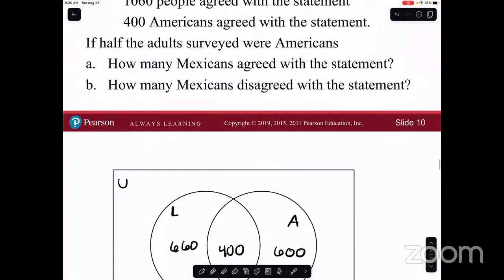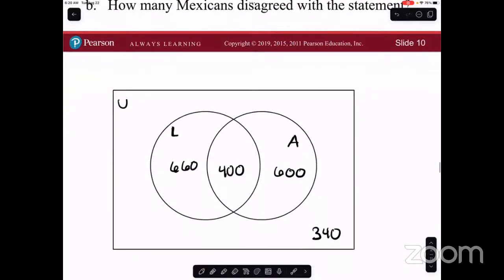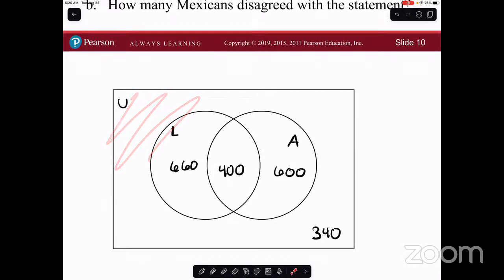How many Mexicans agreed with the statement? Mexicans are the people that are not American, so that's everything inside our universal set but outside our set A. So everything that's in the universal set, let's actually do this one.